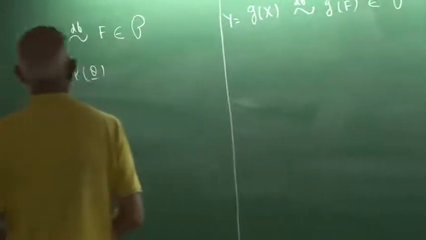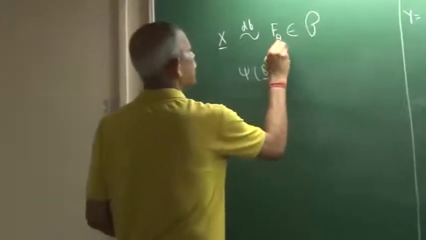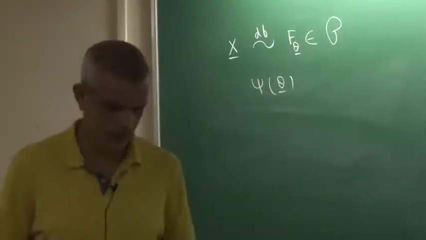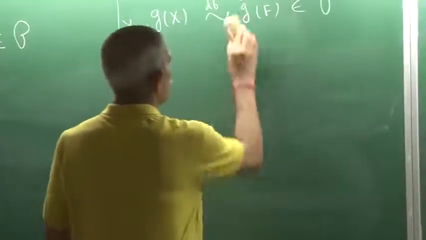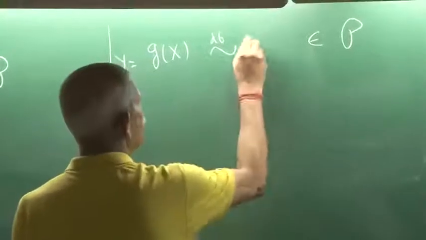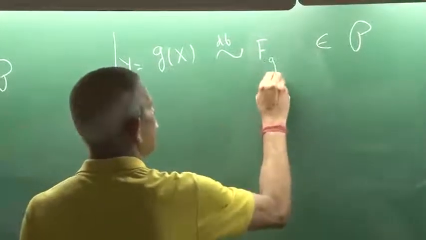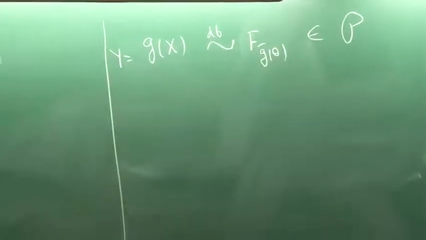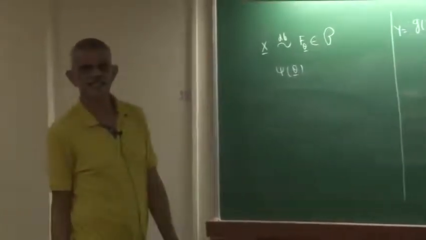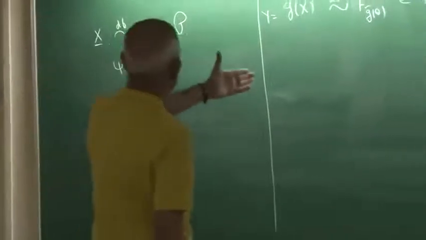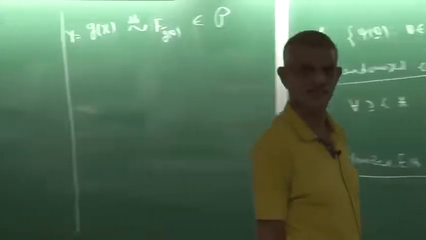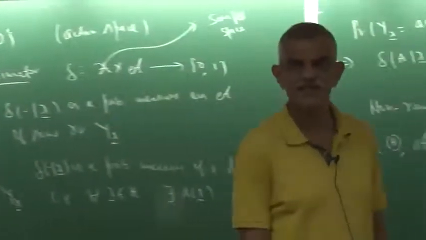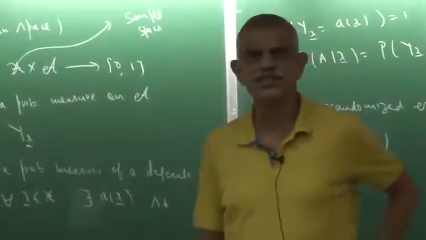So let me write this as f theta, because I am dealing with a parametric setup. So y equal to g of x has distribution function, again, f of some theta, so that theta gets converted to f of g bar theta, which also belongs to P. So I am interested in estimating psi of theta over here. So certainly I will be interested in estimating psi of g bar theta over here. Otherwise, the set of distributions is the same.